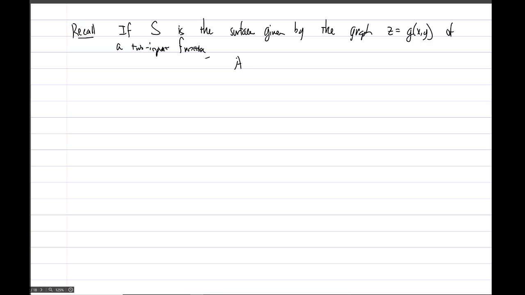We had earlier seen that the area of this surface was given by the double integral over capital D of root 1 plus partial derivative of g with respect to x squared plus partial derivative of g with respect to y squared dA. This is just created from the more general version. So it's just a special case, but it's a useful special case.